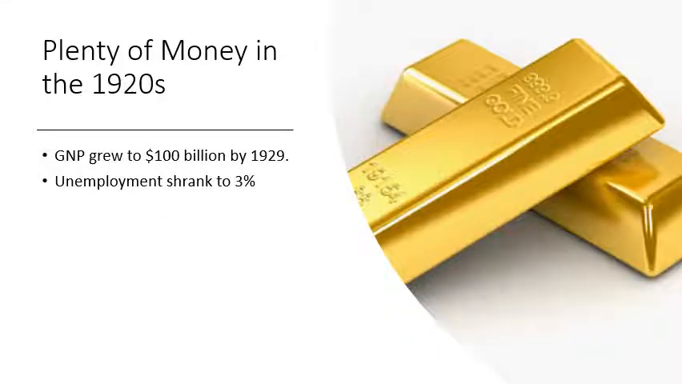So during the 1920s, this is really an era of a lot of money going around. We saw that in the lecture on the 1920s, the decadence, the wealth of this era. The GNP grew by $100 billion by 1929. That's over $1.5 trillion in today's money. Unemployment shrank to about 3%. So people have jobs, there's money going, things are going really well for the country.